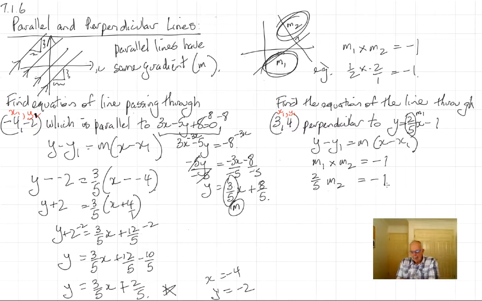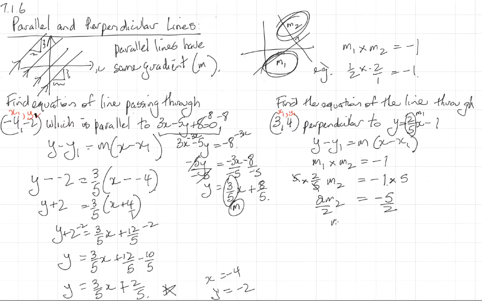Now how do we get m2 by itself? Well, I can multiply right through by 5. They will cancel, and I'll get 2m2 equals negative 5. Divide by 2, divide by 2, and we get m2 equals negative 5 on 2. There may be people who can go a bit quicker with that, but anyway, that's a surefire way of getting there. So we've got our m value. We've got m, and we've got x1, y1 from up there. So now we can do the substitution in.